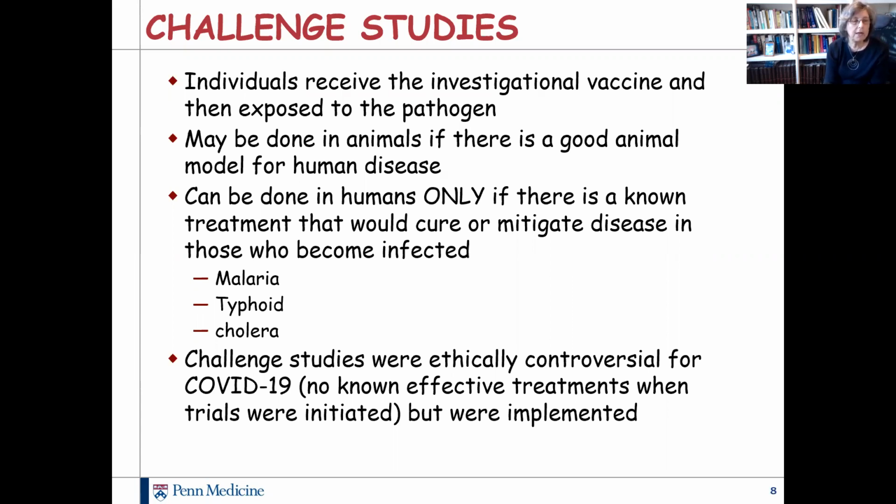They were talked about early in the COVID-19 epidemic, before people assumed that it would take a long time to develop vaccines. People thought you might find a new vaccine in a shorter period of time if we use challenge studies. It was controversial because there was in fact no known cure or even known treatments that would clearly mitigate the disease. They were implemented. It turned out they weren't needed, but there was some additional information that was gained from those studies about immunogenicity.